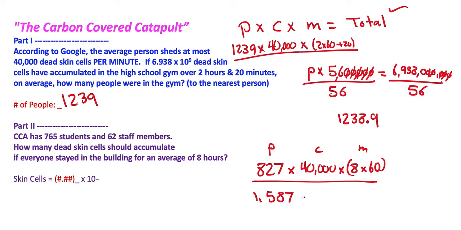1.587 and so on, times 10 to the 10. Okay, cool. I went 3 decimal places, so you would say 1.59, because the 7 would round you up to a 9, and then you would say times 10 to the 10th place. All right, cool. That's how you do the carbon-covered catapult. People times cells times minutes gives you the total dead skin cells. Gross. Solve it any way you can.